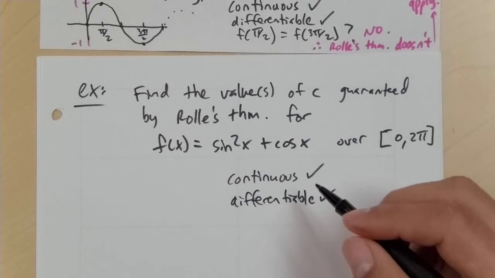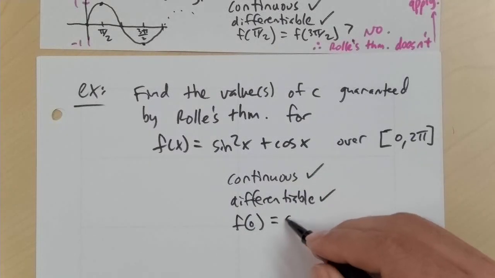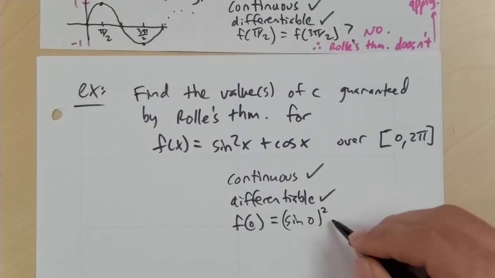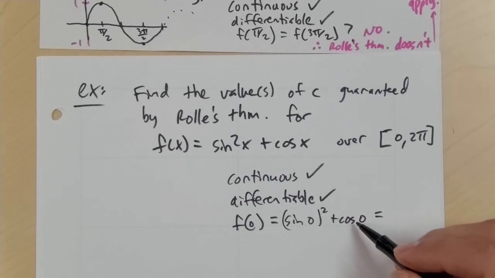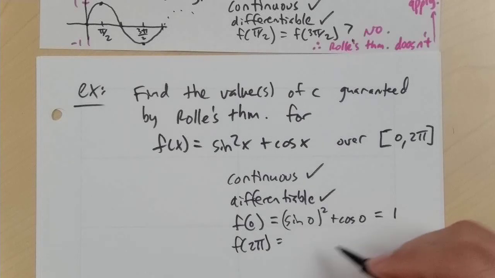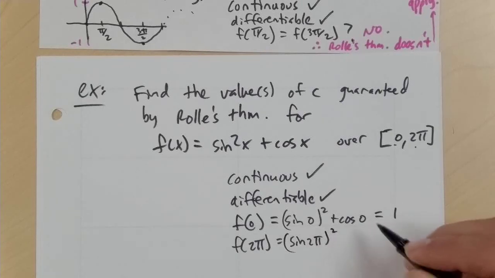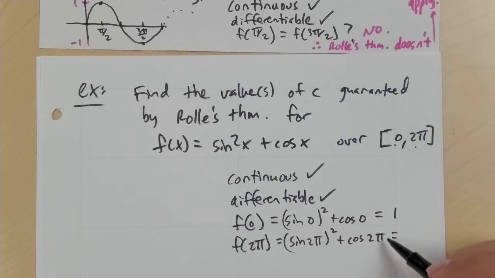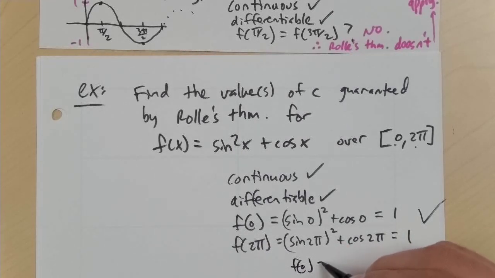Now let's check what is f of 0. F of 0, if I plug 0 in, will be the sine of 0 squared plus the cosine of 0. The sine of 0 is 0. The cosine of 0 is 1. And now if I plug in 2 pi, hopefully you already know the answer to this, these are in the same position on the unit circle, so that's not going to change anything. But this is what it would look like algebraically. The sine of 2 pi is still going to be 0. The cosine of 2 pi is still going to be 1. So yes, f of 0 and f of 2 pi are equal to each other.